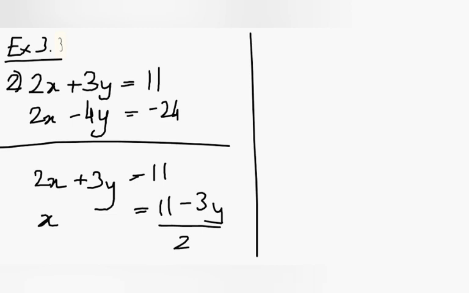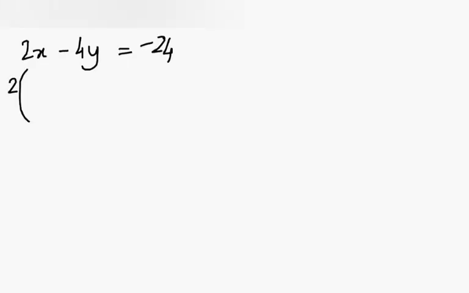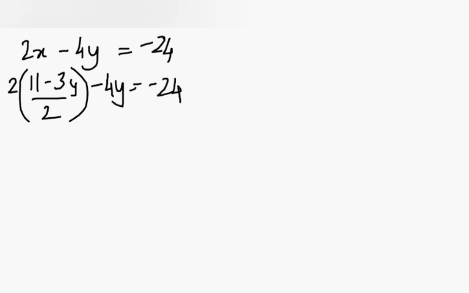So we got the value of x here. This is the third equation, you can number it whichever way you want. Now the equation which is given, 2x minus 4y is equal to minus 24, was our second equation given in the question. Now we know that x is equal to 11 minus 3y upon 2. So 2 times 11 minus 3y upon 2 minus 4y is equal to minus 24. So we cancel the 2's here, so 11 minus 3y minus 4y is equal to minus 24.